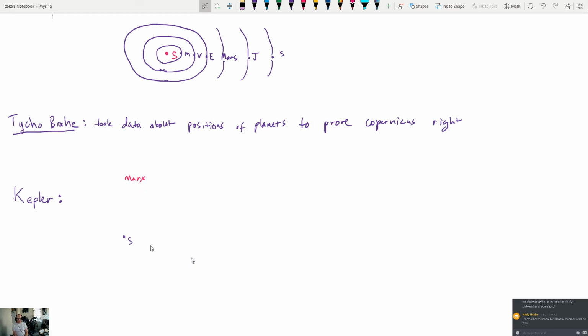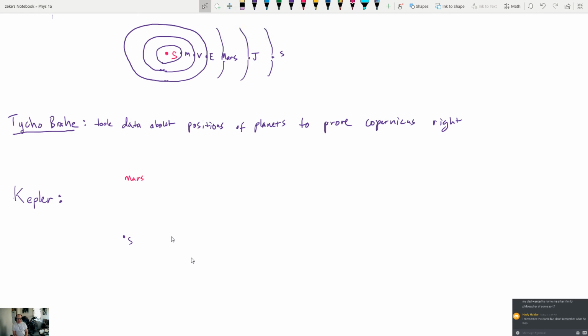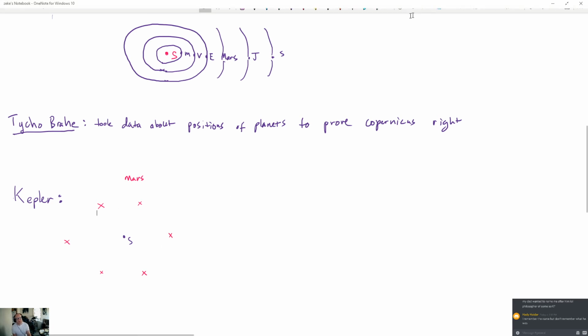Let's say the planet I'm looking at is Mars. And what I notice is that Mars is here one day, and then maybe it's here another day, and then it's here another day. And let's say it's over here, and then over here, and over here. Okay, so let's say we have 6 data points, and you want to fit the orbit of Mars onto those data points, right? And so what you do is you take a circle.